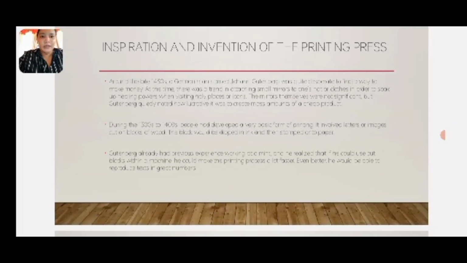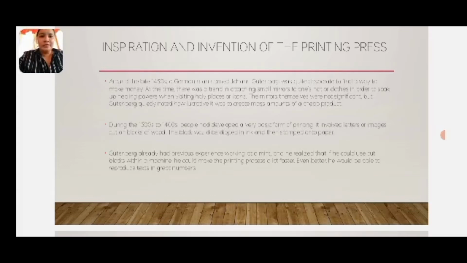Around the late 1430s, a German named Johannes Gutenberg was desperately trying to find a way to make money. At the time, there was a trade of etching small mirrors for pilgrims, which were said to have healing powers when taken to a visit to a holy place. The mirrors themselves were not significant, but Gutenberg quickly thought of how to create mass amounts of the cheap product.